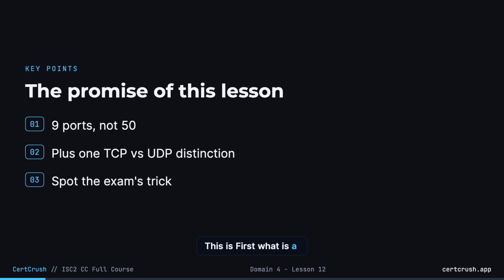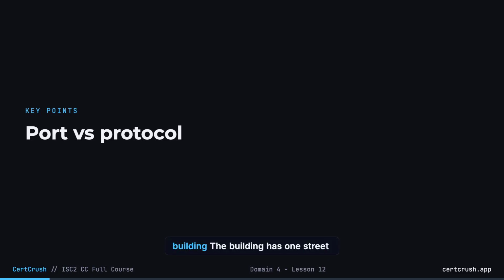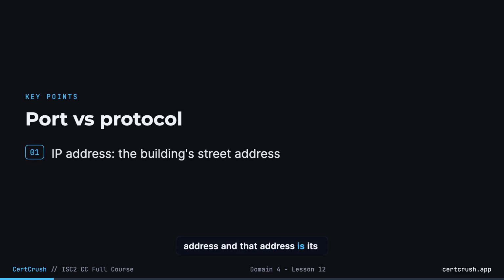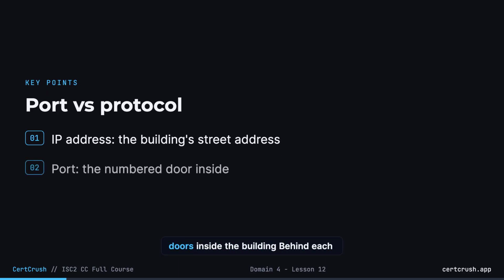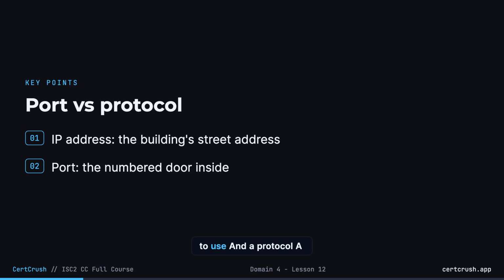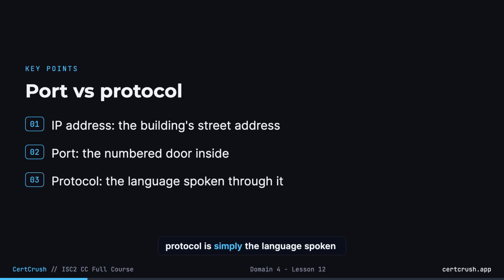First, what is a port really? Picture a huge office building. The building has one street address, and that address is its IP address. But the postman can't just dump everything at the front door. He needs to know which office inside. Ports are the numbered doors inside the building. Behind each door sits one service waiting. Web traffic knocks on one door, email knocks on another. The port number tells the traffic exactly which door to use. And a protocol? A protocol is simply the language spoken once you are through the door. It is the agreed set of rules for that conversation. So the port is the door number, and the protocol is the language behind it. Hold that picture, because everything else hangs off it.